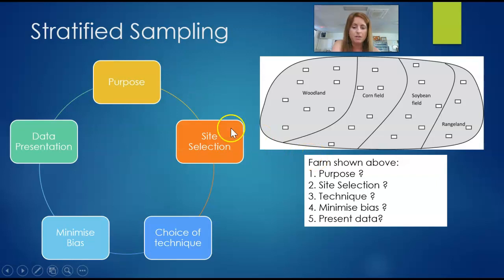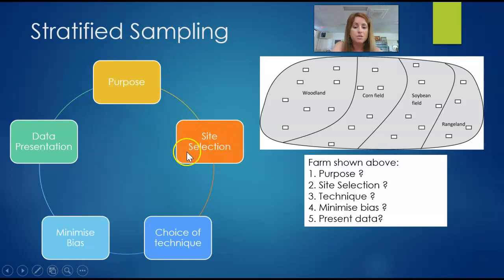So when we do stratified sampling, there are 5 things that we need to do, and these are in the syllabus, so just make sure you're paying attention to this. First of all, we need to know the purpose of our study. Are we looking at how diversity changes as we move away from a river? Are we comparing this site to an undisturbed site? What is the purpose of our investigation?